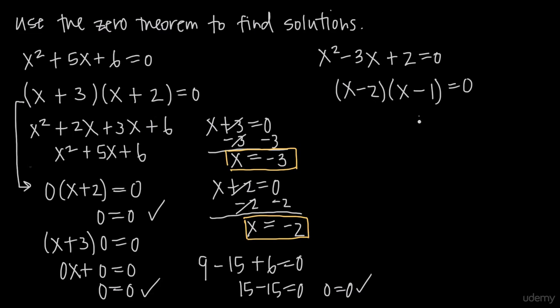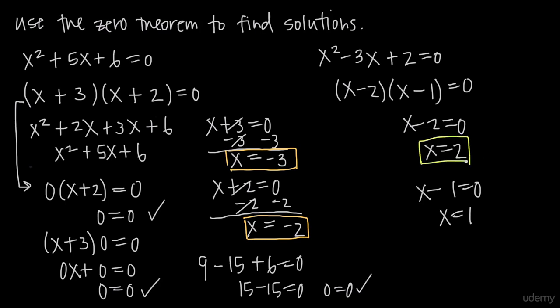So then we're going to set each of our factors equal to 0, so we're going to say x minus 2 equals 0, and we're going to say x minus 1 equals 0. Adding 2 to both sides, we get x equals a positive 2. Here, adding 1 to both sides, we get x equals positive 1. So we can say that the solutions, or the roots to our equation, are x equals 2 and x equals 1 for this polynomial equation.